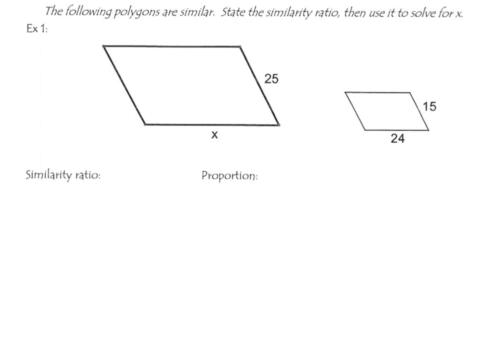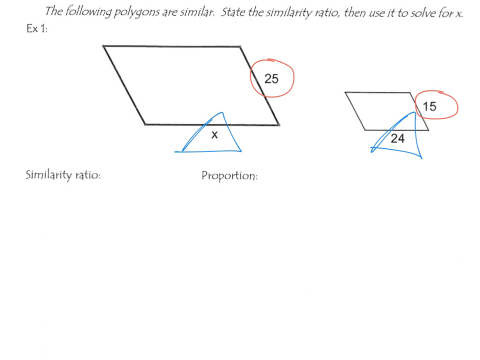All right, so here's a problem that you might see. The following polygons are similar. State the similarity ratio, then use it to solve for x. So this is where you're going to bust out those colored pencils. We're looking for which sides correspond to each other, which match up. This 25 is on the right side of my figure, and this 15 is on the right side of my figure, so they correspond to each other. Then this x corresponds with this 24. If you want to bust out some different colored pencils or highlighters, this would be the place to do so.